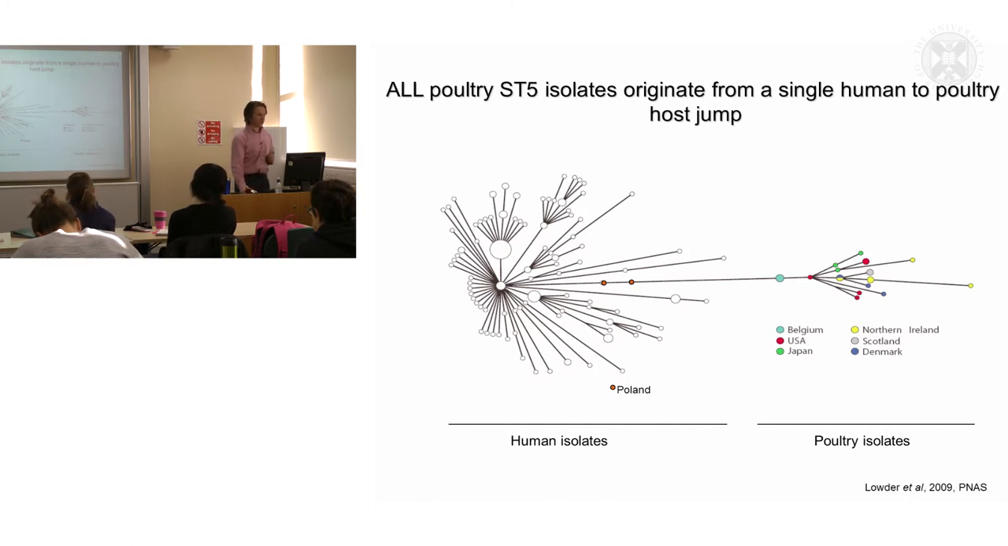However, they're most closely related to a human ST5 sublineage, which was circulating in Polish hospitals back in the 1980s. So based on this tree and based on an understanding of other mutations which occurred in genes leading to loss of gene function, we infer that the most likely scenario was that there was a human to poultry host jump, a single host jump event, which happened, and then that strain adapted to colonize poultry and then to spread amongst other poultry populations.